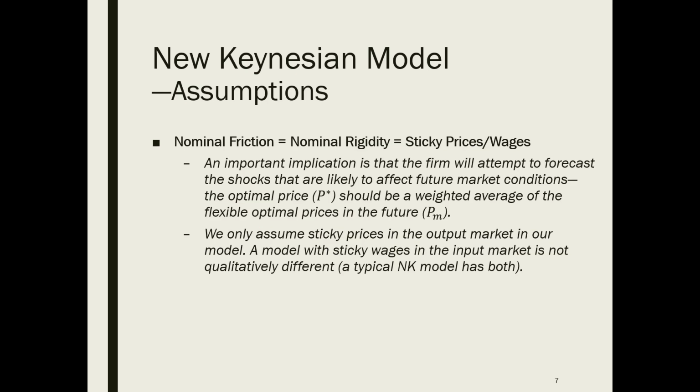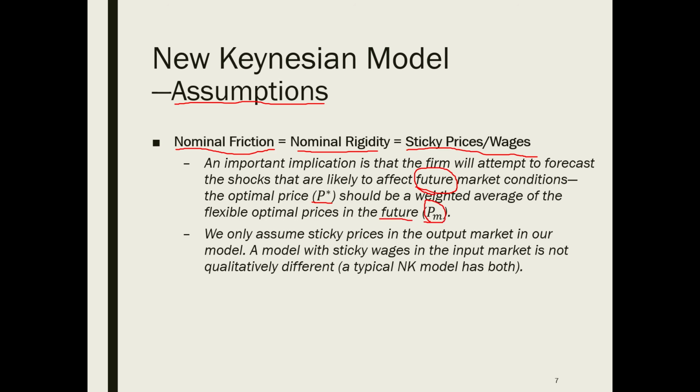Now let's elaborate the 3 components of the new Keynesian models. Let's start with the assumptions. The key assumption of new Keynesian models is, of course, nominal friction. Sometimes it is also called nominal rigidity or sticky prices or wages. They are the same thing. An important implication of this assumption is that when firms set their prices, they have to think about today and tomorrow. So the optimal price to set, P star, must be a weighted average of the flexible optimal prices in the future, P_t+m, if they can reset the price freely.